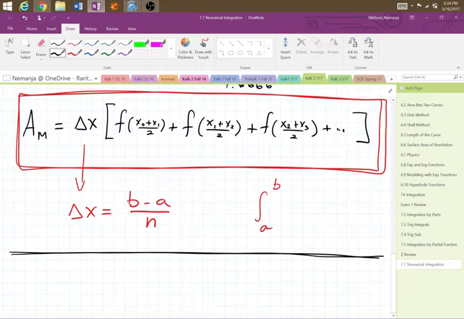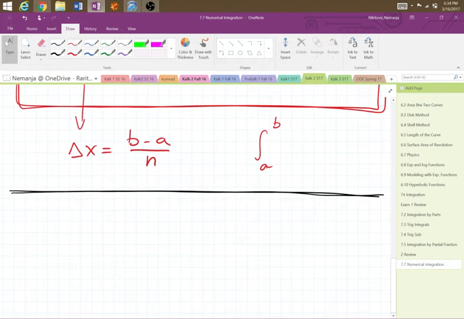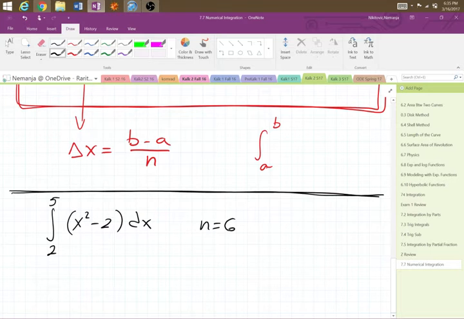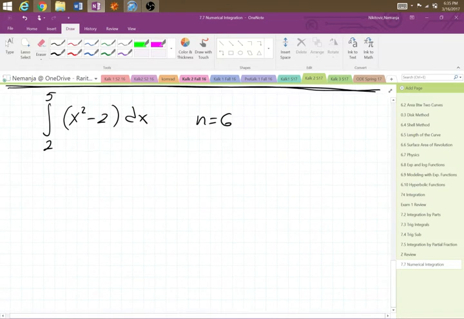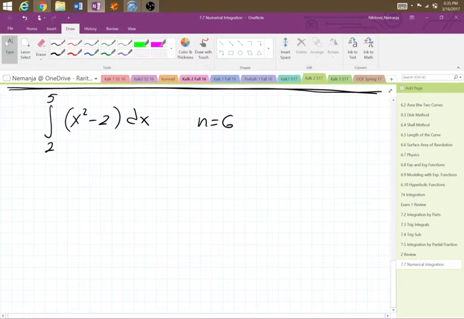When you get a problem and I say I want 6 rectangles, you just break the division. Let's do 1. We can. There's nothing else to. So compute the integral from, I don't know, 2 to 5 of x squared minus 2 dx with n equals 6. There you go. Yeah, midpoint.